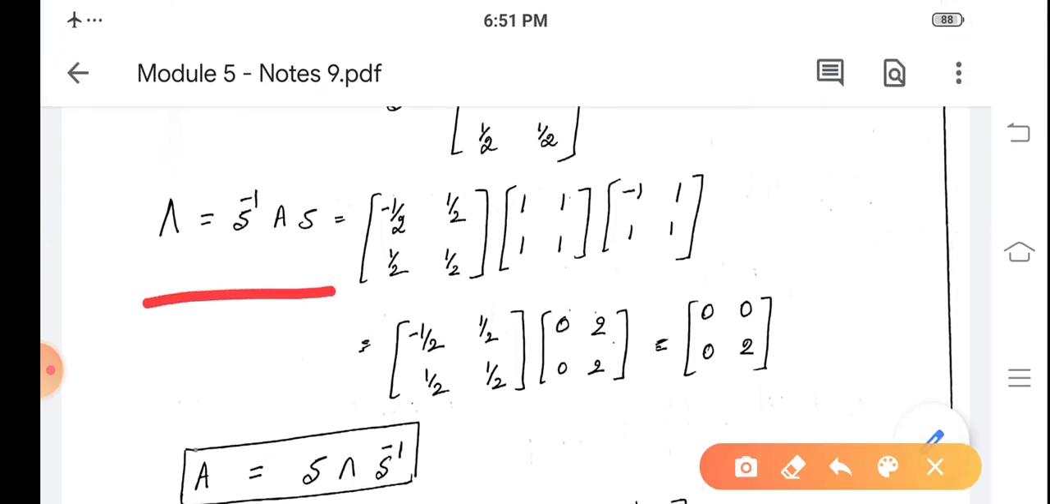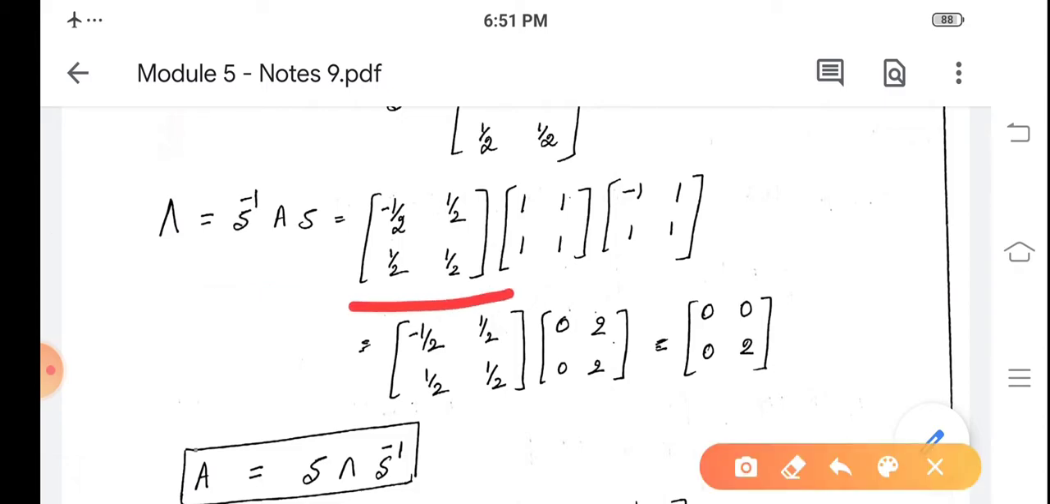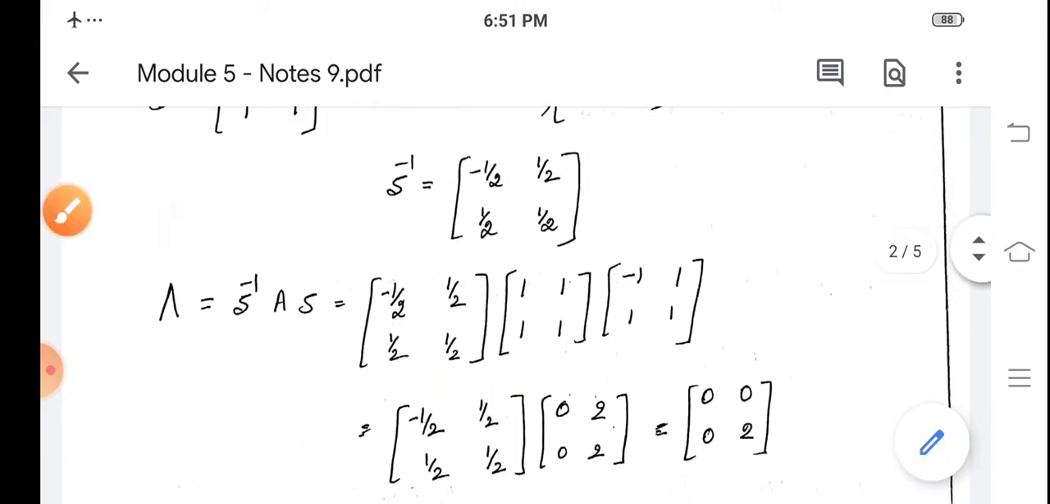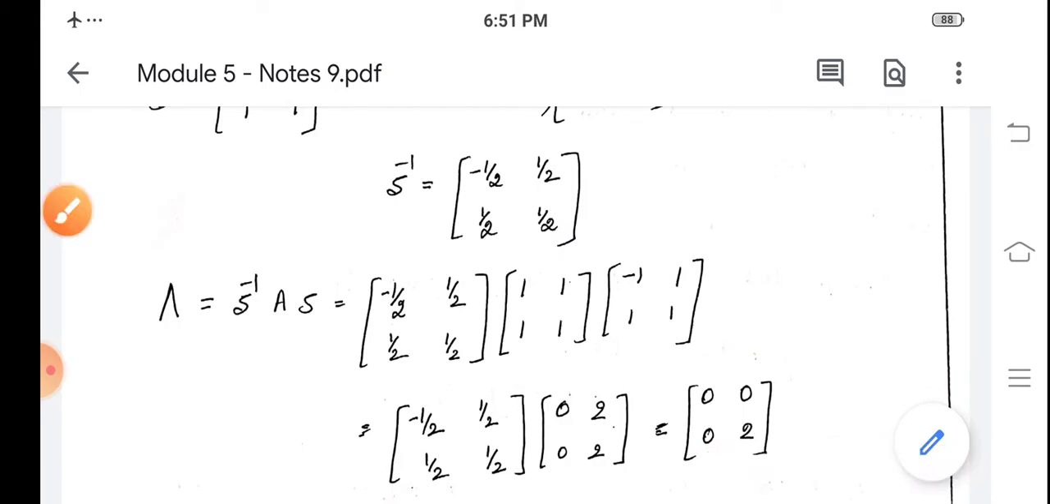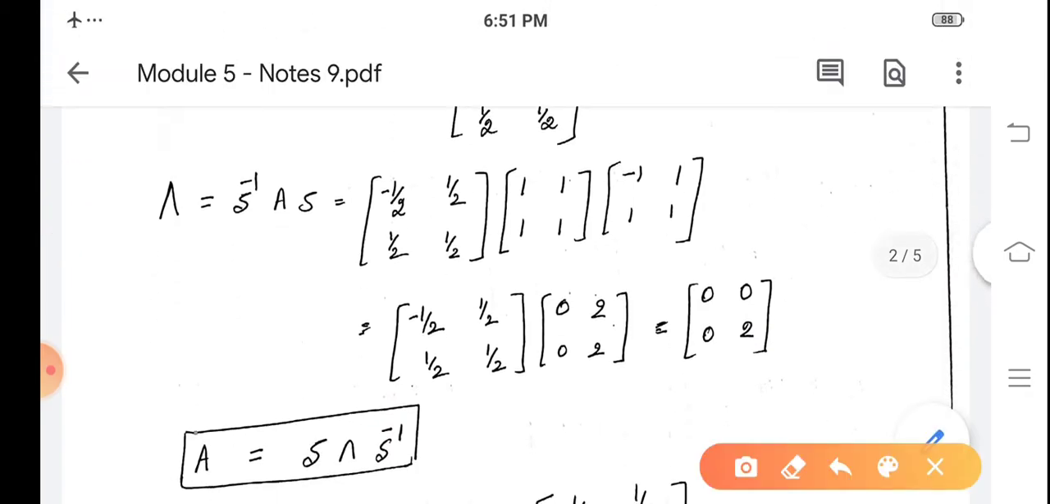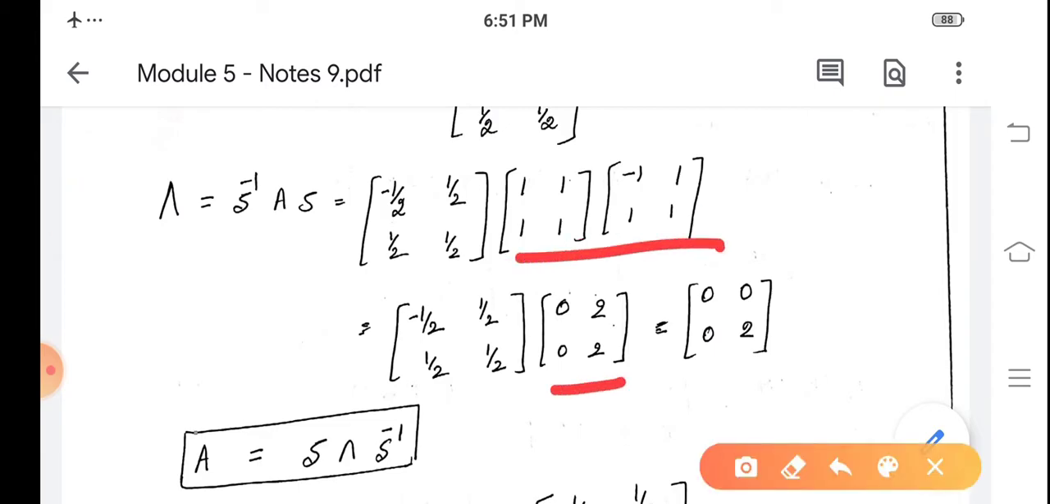Diagonalization, capital lambda, is S inverse AS, where S inverse is first row minus half, half, second row half, half, and matrix A is the given matrix, first row 1 1, second row also 1 1, into S. S is the eigenvector matrix, that is first row minus 1 1, second row 1 1. We multiply these. First we multiply these two matrices. When we multiply this, we obtain 0 2, 0 2.